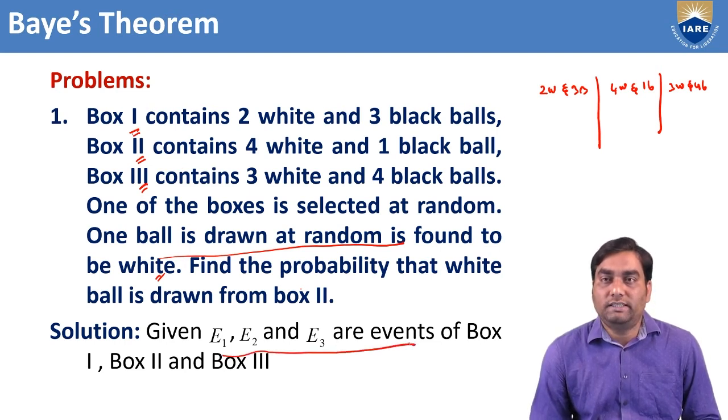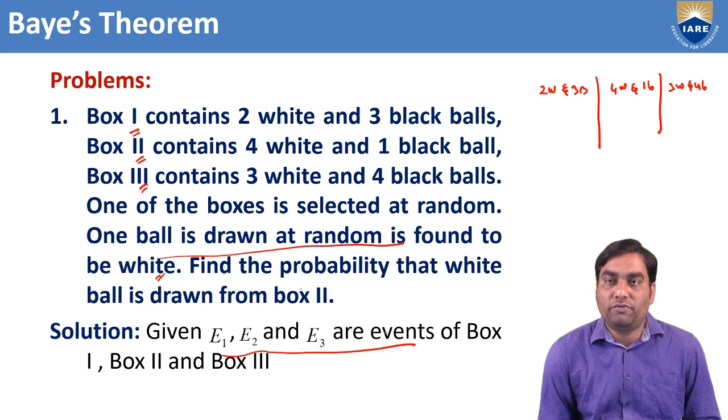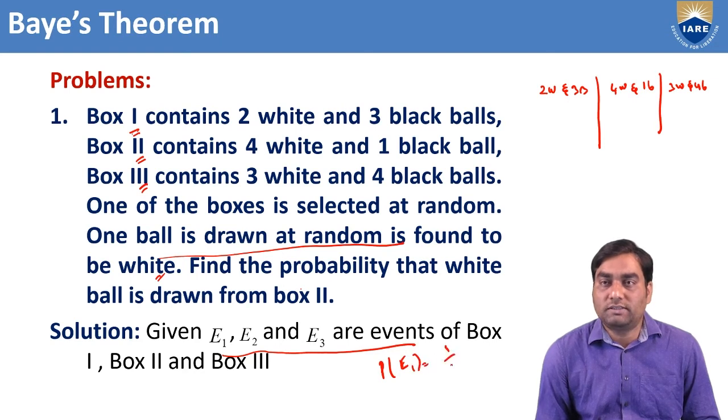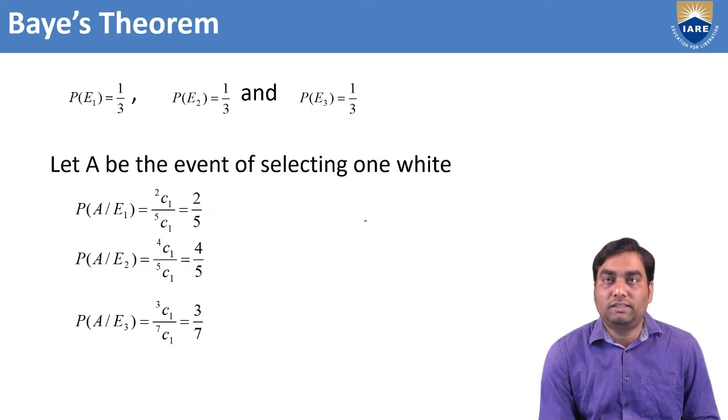Given E1, E2, E3 are events of box 1, box 2, box 3. What is P of E1 now? Out of how many boxes? 3 boxes. Probability of selecting 1 box is 1 by 3. Similarly, P of E2 is 1 by 3, P of E3 also 1 by 3. So that means box selection is over.